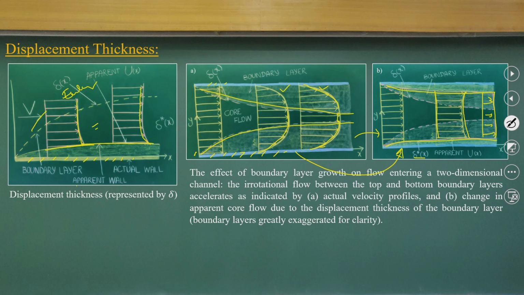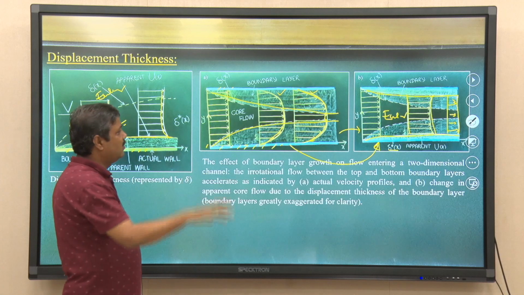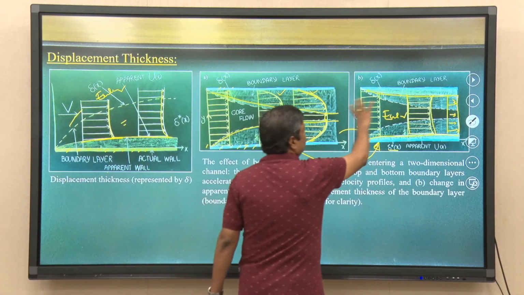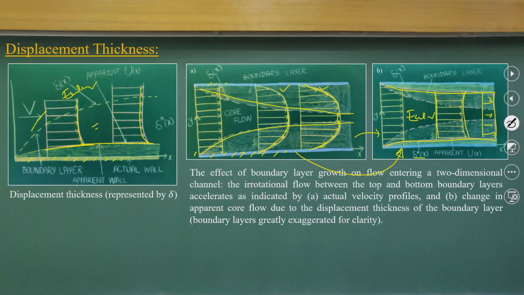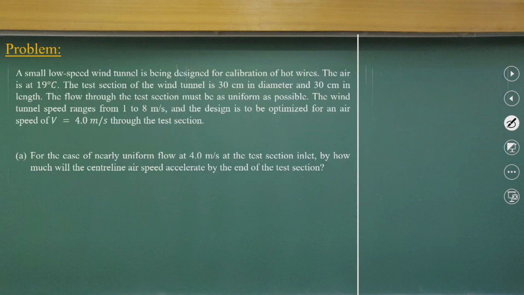Between these apparent walls we can consider the flow as equivalent to irrotational flow, and we can use simple stream functions, velocity potential functions and Bernoulli's equation to solve the Euler equations and get the flow patterns, the velocity distribution pattern. So, the displacement thickness lets us develop the apparent wall concept, where we can use Euler equations to derive that.